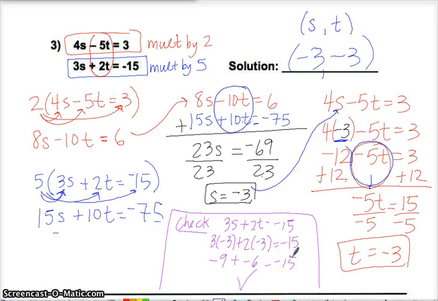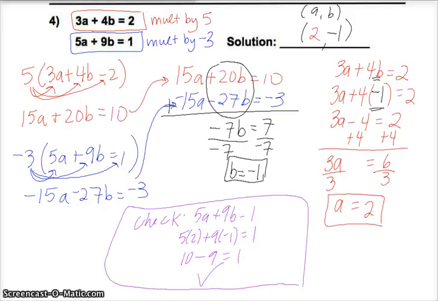Again, pause for the last one. Try to figure out the last one, see how you do, and then unpause to check it. Okay, finally for number 4, if you did the work, you should have gotten +2, -1 as your solution, as the point where the two lines intersect.